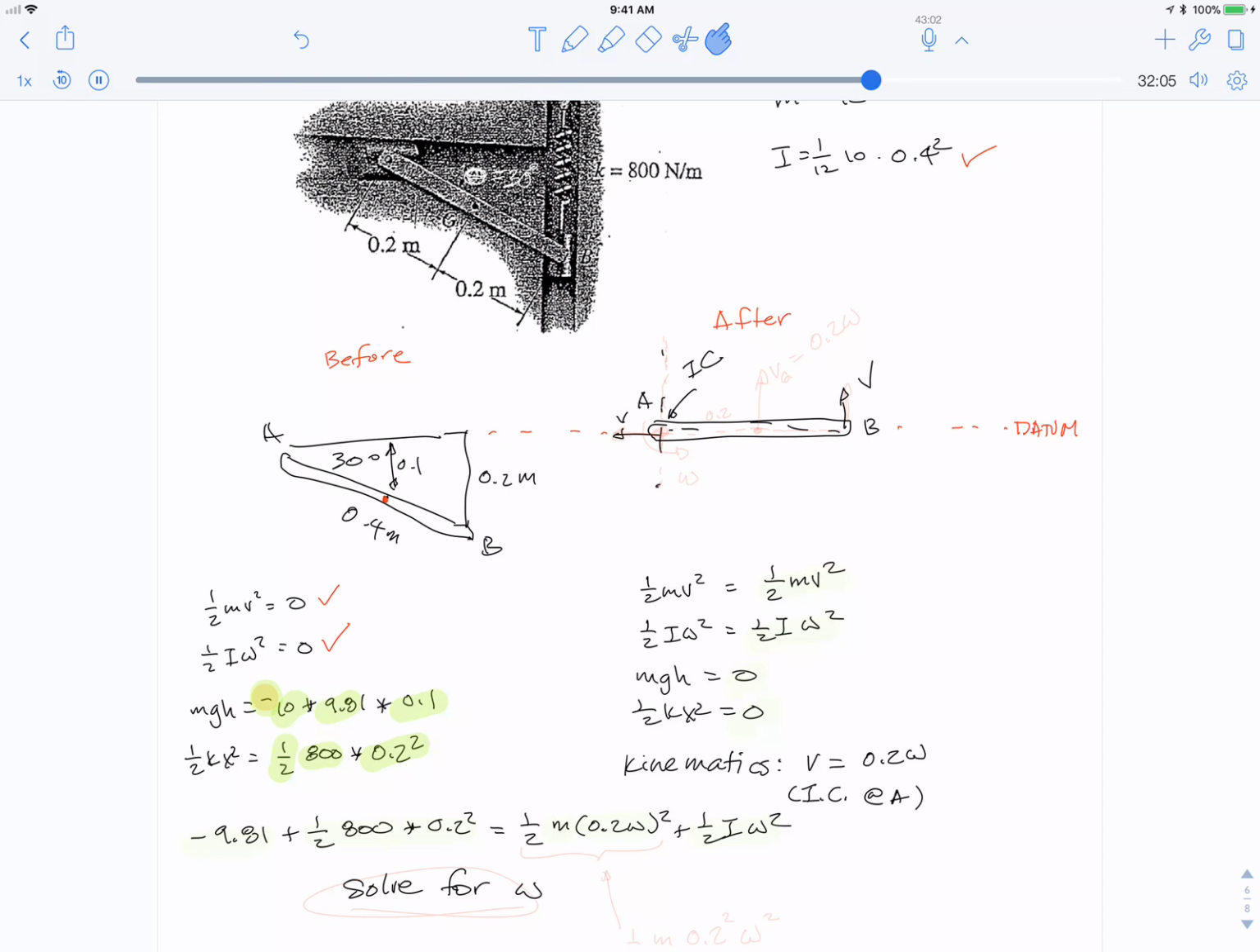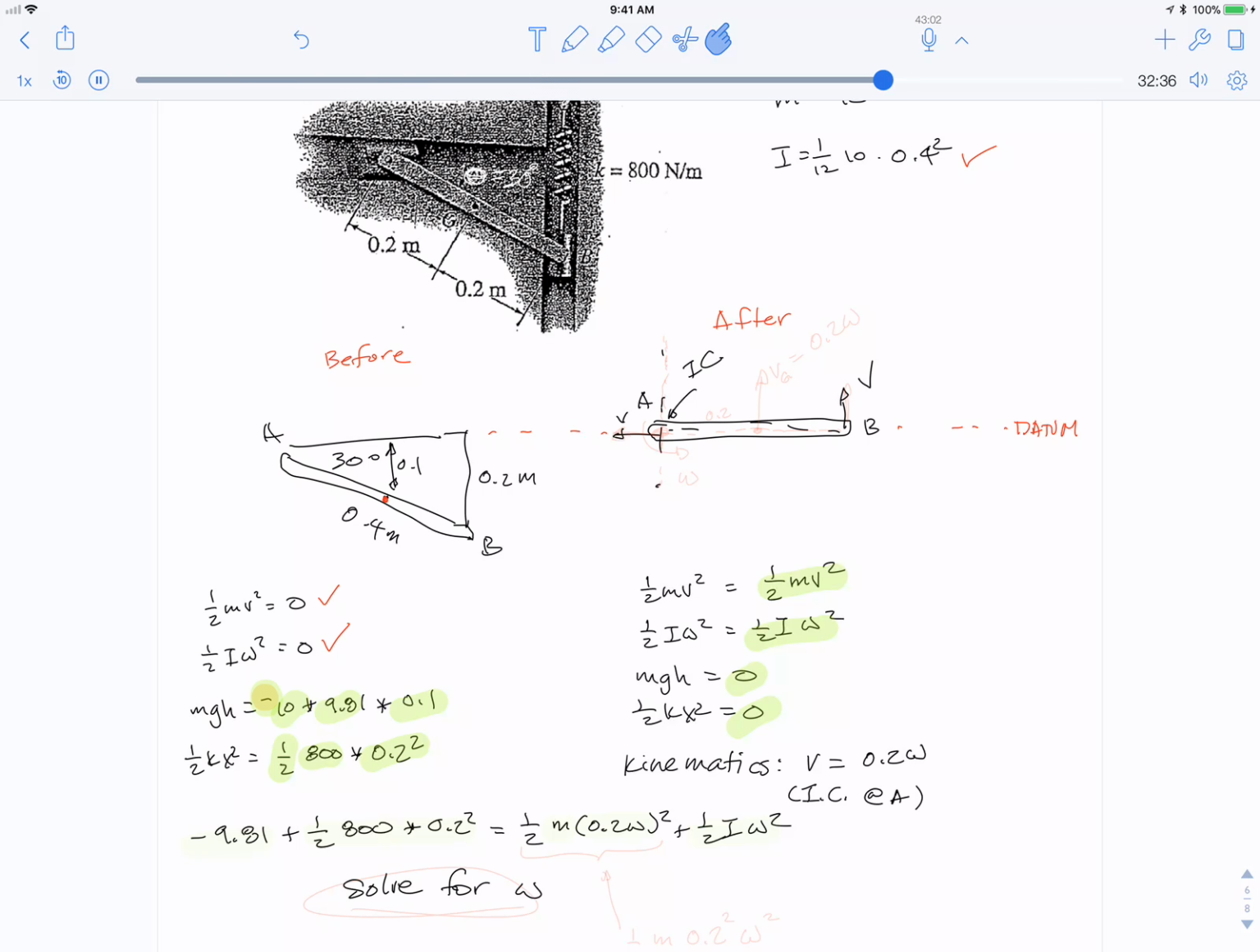And so after, it will have 1/2 mv squared. And remember, that's the velocity of the center of mass, or the center of the rod. And you'll have 1/2 I omega squared. mgh is 0 because it's back up at the datum. And it says that the spring is unstretched when the rod is horizontal, so 1/2 kx squared is 0. And so we're going to have to do some kinematics to get just one unknown. We have two unknowns, v and omega.